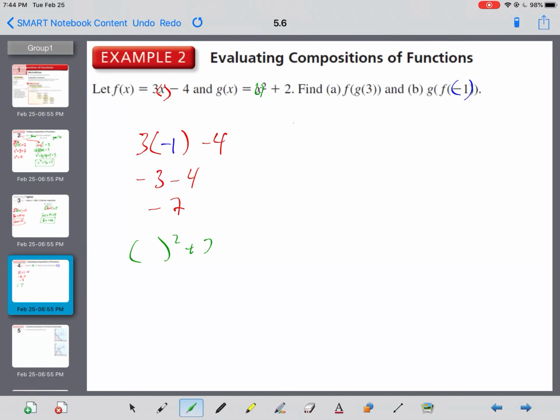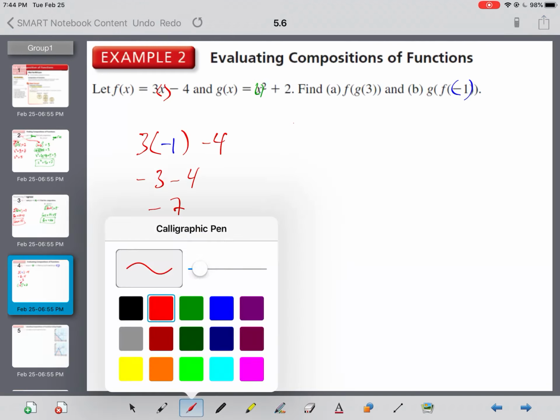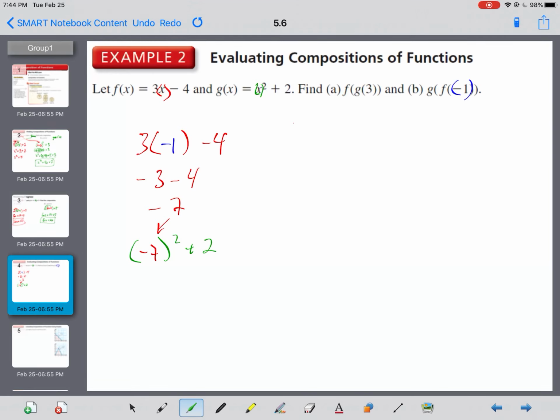Now we're going to do something squared plus 2, and we're plugging in the -7 that we just figured. So plug it into the f one first, get your output, that becomes your new input, plug that into g, and you're going to finish solving. -7 squared is 49. 49 plus 2 is 51. You could also simplify it down to figure out what the equation g of f of x looks like, and then plug the -1 in there.